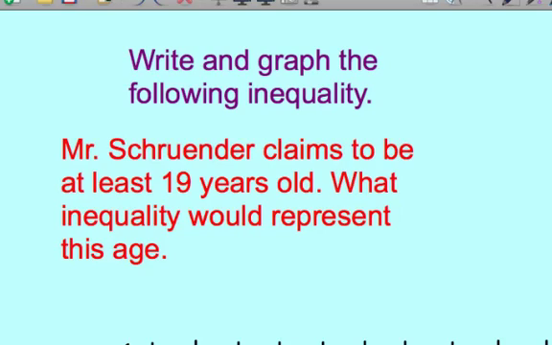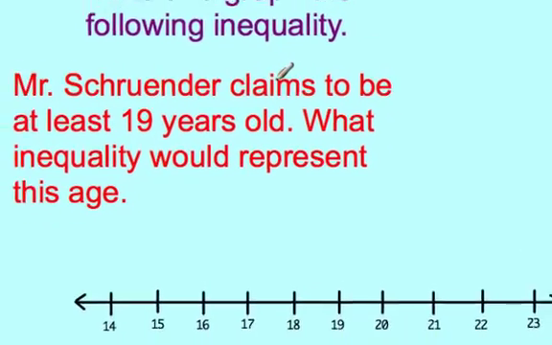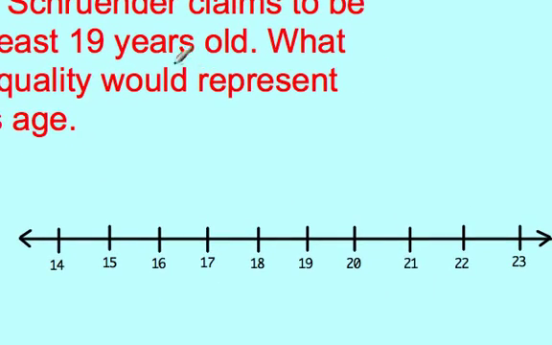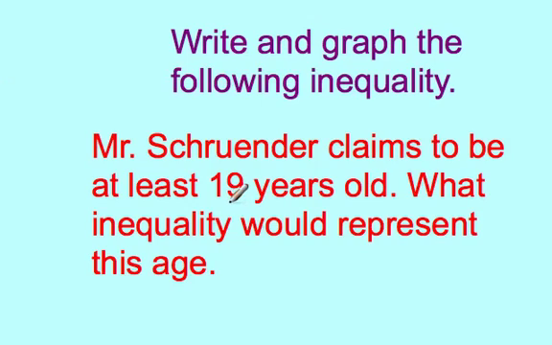This is with writing and graphing inequalities. So Mr. Schreiner claims to be at least 19 years old. He's kind of dreaming, but anyway, it's true. It is true. I'll give him that. And John McCain, he ran for president a few years back. He also claims to be at least 19 years old. So, you know, that doesn't really say much for me. So what inequality would represent this age?